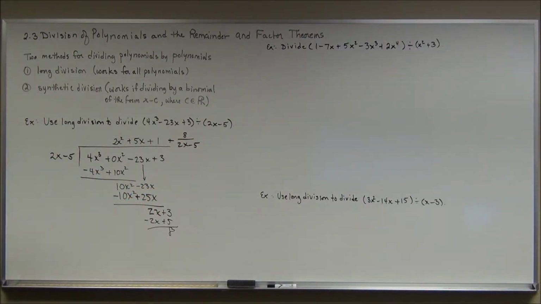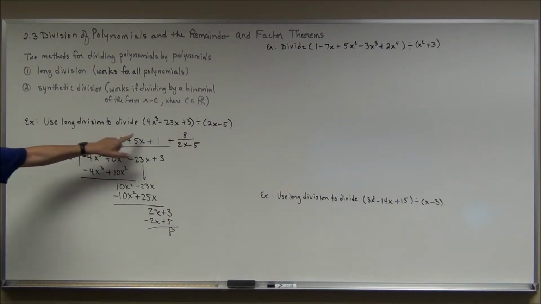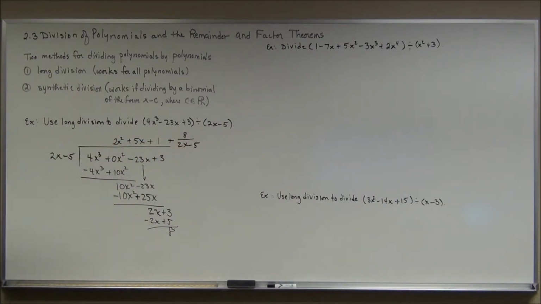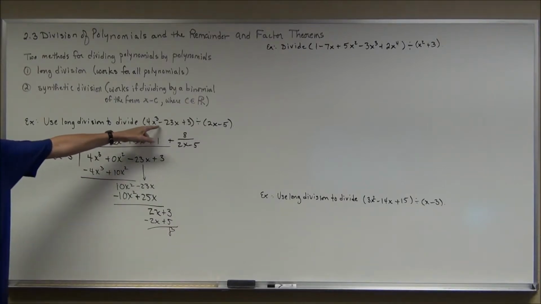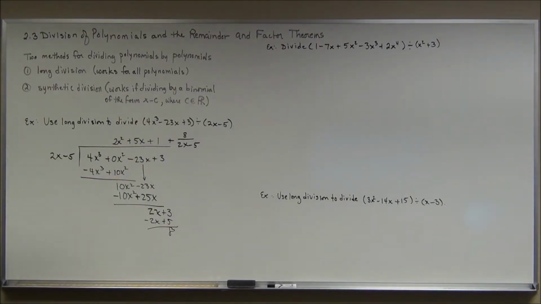Now, there is a way to check it. I'm not going to do the check. But if you multiply this times your answer here, your quotient, including the remainder, you should get right back to the dividend. And that'd be a good way to check your answer. Alright? There's a lot of work here, and you have to be careful. One sign can mess up the whole thing.